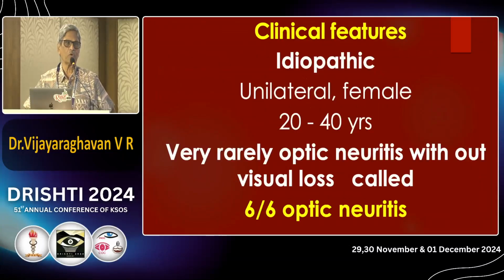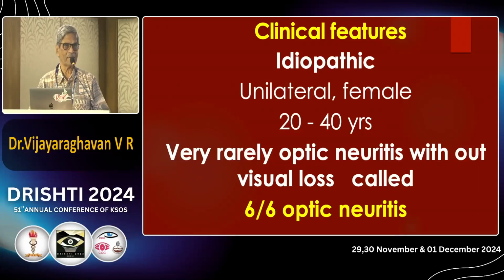Now, classically, the patient comes with demyelinating problems, usually unilateral, unlike papilledema, which may be bilateral. Here, female sex is more common, between 20 and 40 years. You will have visual loss, visual reduction. But very rarely you can have 6/6 vision, that's called 6/6 optic neuritis.